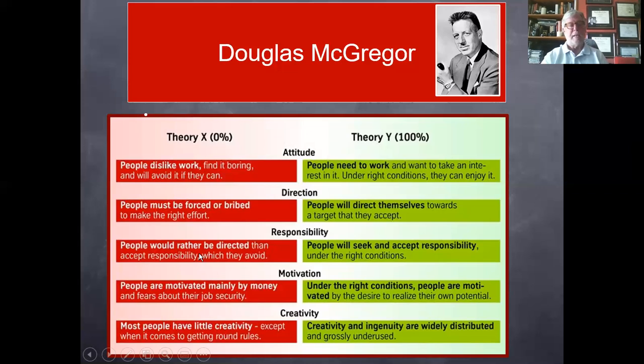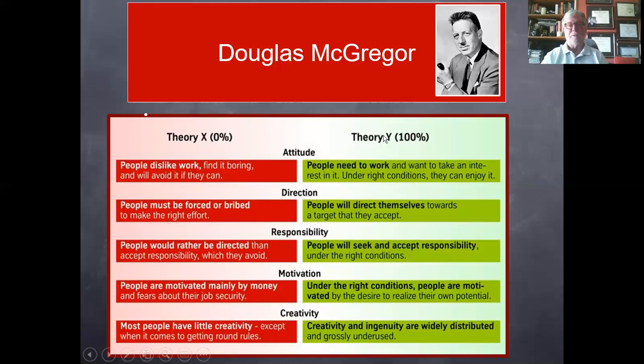He also stated that this type of manager believes that employees would rather be directed than accept responsibility, and that people are motivated mainly by money, and most people have little creativity. So this is kind of a negative and jaded view of a workforce that is expressed by a Theory X type of manager.